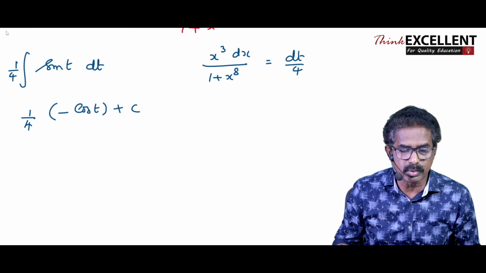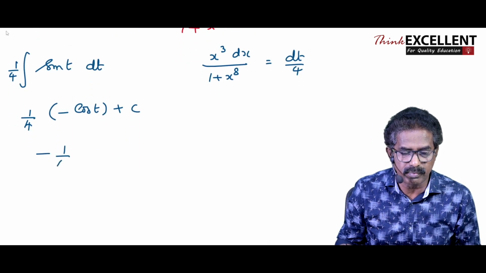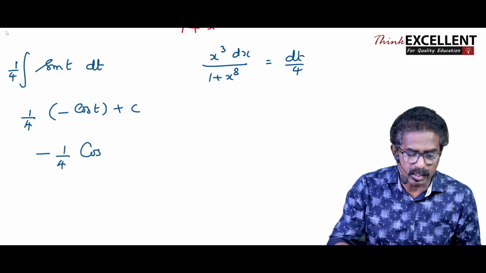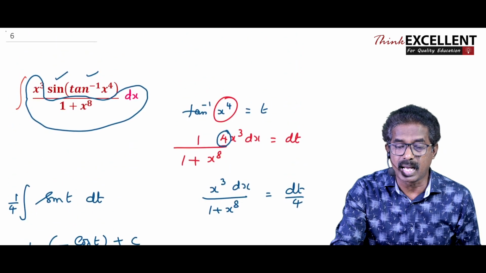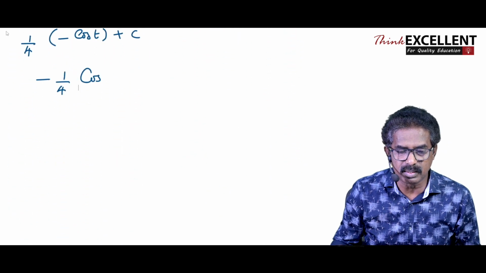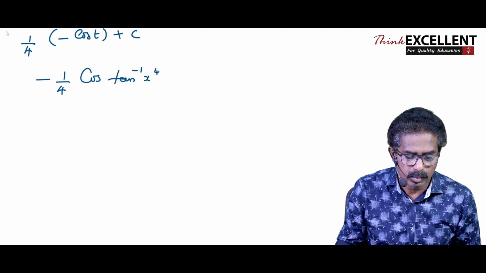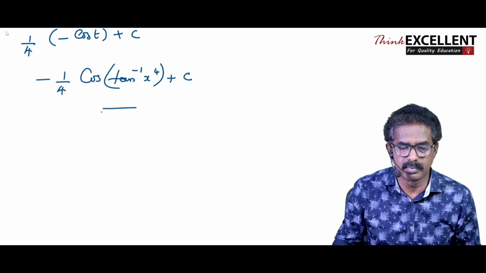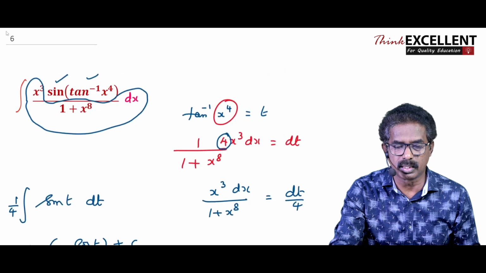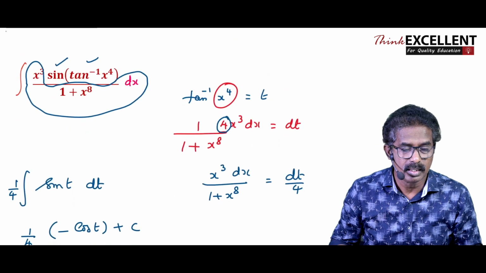Finally, give the t value. So minus 1 by 4 cos t. What is the t value here? Tan inverse x power 4, plus c, right? So this is your answer. Okay, hope you understood this question. If you take the correct substitution, you can easily do it.